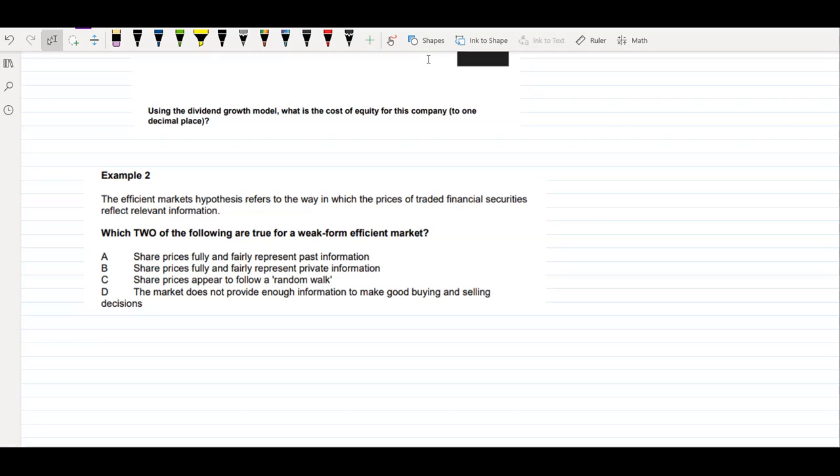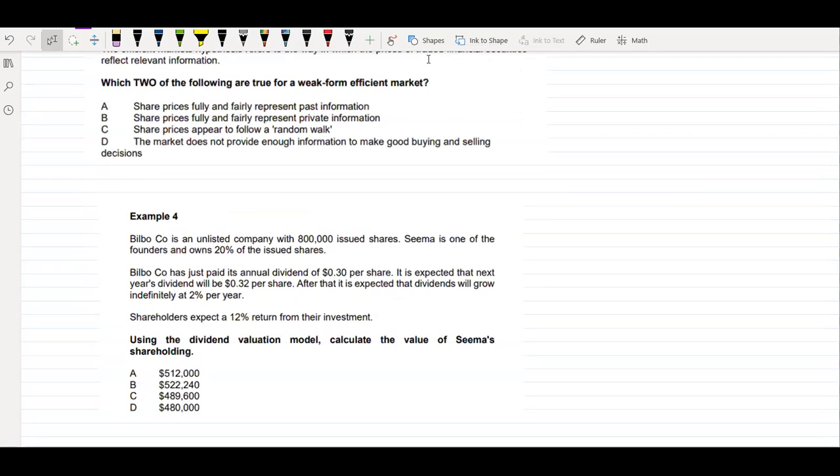So let's solve another example. Okay, Bilbo Company is an unlisted company with 800,000 shares. Seema is one of the founders and owns 20% of the shares. Company has just paid its annual dividend of $0.3. It is expected that next year dividend will be 0.32. After that, it is expected that dividend will grow indefinitely at 2% per year. Shareholders expect a 12% return from the investment. Using dividend valuation, calculate the market value of Seema's shareholding.